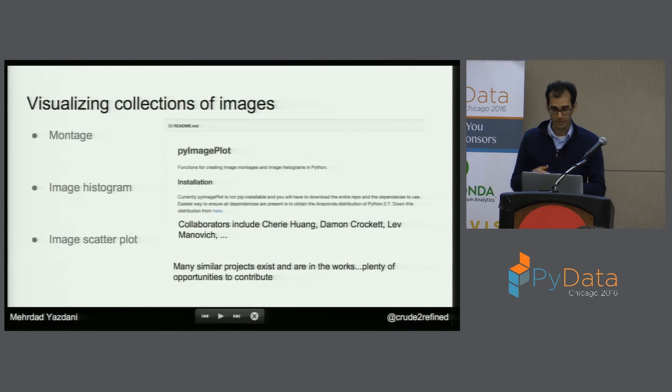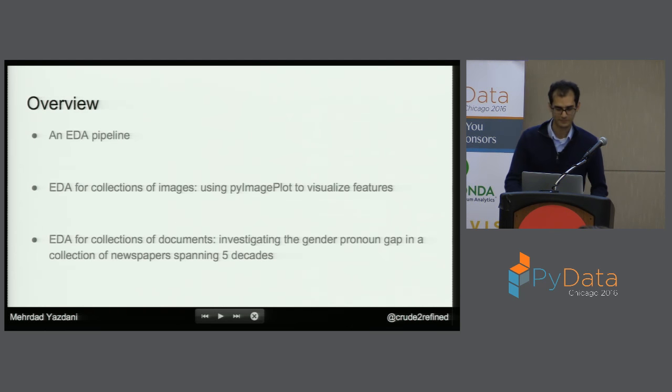So I'll talk about his theories later, but we've been working on this idea of having this image plot. And this is a series of Python libraries that I've been working on with my colleagues, Sherry Huang and Damon Crockett, who's actually in Chicago now, and many, many others. And we have this generalization of a montage, image histogram, image scatter plots. I'll be showing you what those are, but that's out there. And there's lots of people who are actually working on this type of stuff. So I think the open source community has a huge opportunity to make some serious contributions here. We're basically just sticking random stuff together and hoping it works, right?